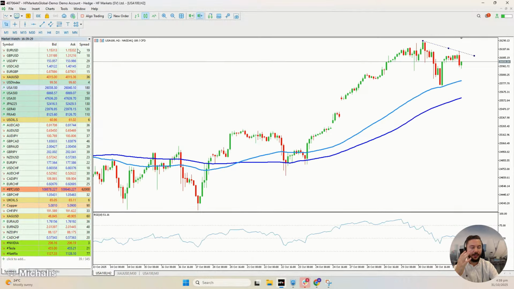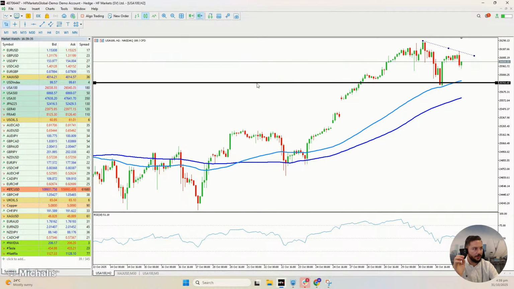If we've got individuals that are looking at a longer term outlook, then what they can also do is take into consideration between these two levels here. So we've got the 75 bar EMA and 100 bar SMA.